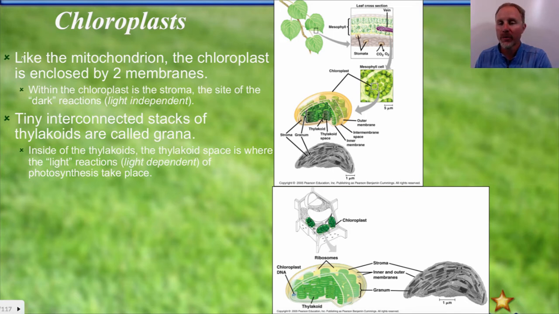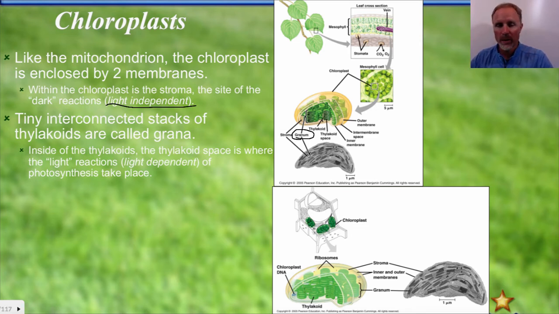So occasionally they're referred to as the dark reactions, but we want to refer to them and know them as the light-independent reactions. And then within the stroma, within that liquidy interior of the chloroplast, we have these tiny interconnected stacks called grana. And an individual stack, like you see right here, would be called a granum. That's singular, and then all of them collectively would be grana. And these are the sites where the actual light reactions, or the light-dependent reactions, take place.